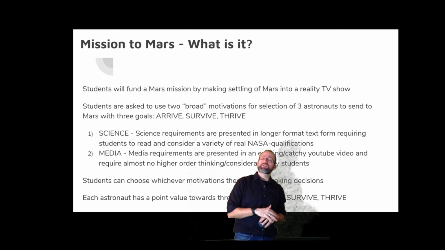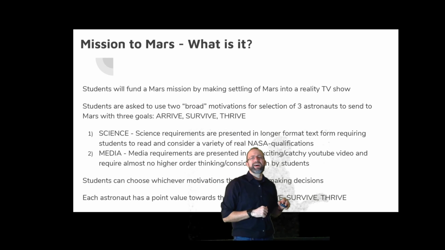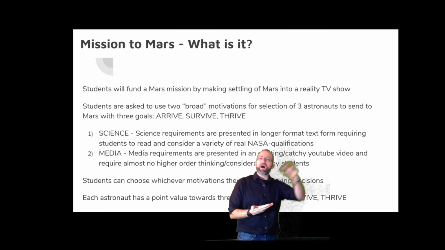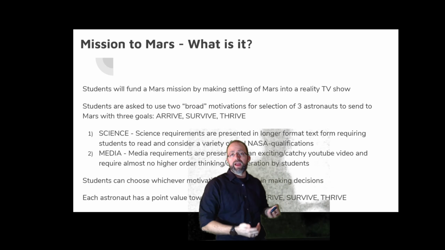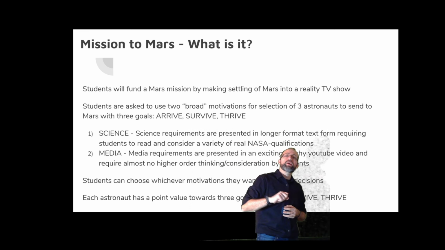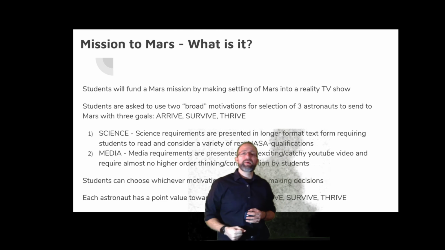The first game we play is called Mission to Mars. This is based on Mars One, which was a business formed to send people to Mars and to fund it by turning it all into a reality show. So this is the idea that we're doing here. Students are given 3 goals: they want to arrive on the planet, survive, and thrive. And they have 2 ways that they can pick their astronauts.